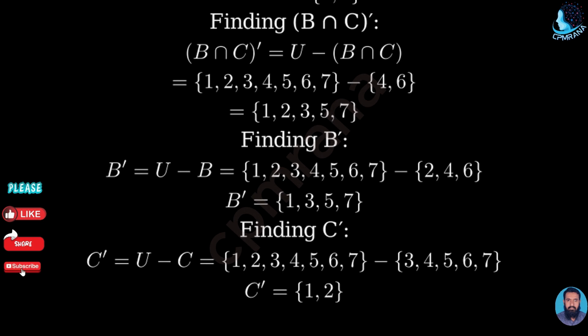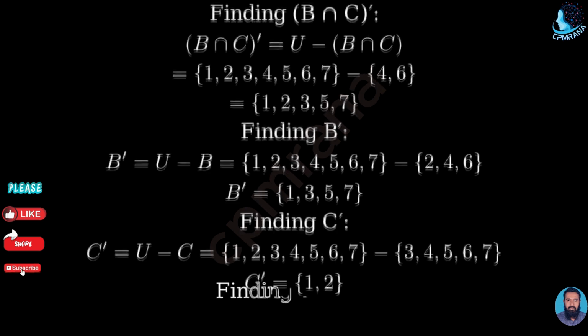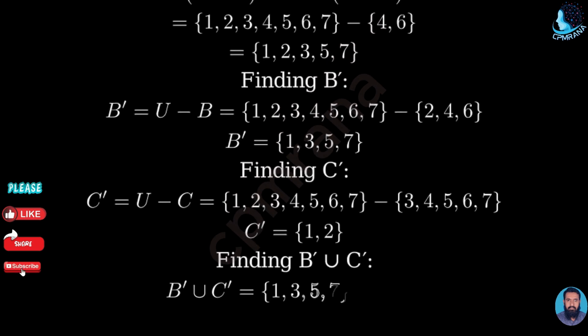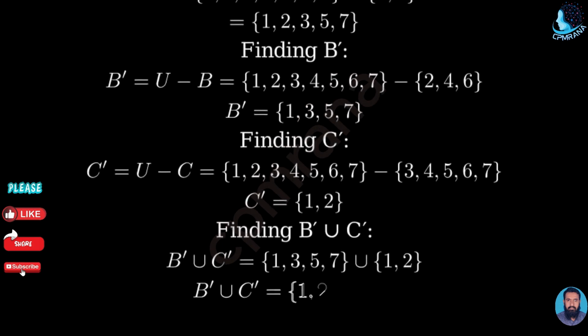Now, we will find the union of the complements B' and C'. B' union C' equals the set containing 1, 3, 5, 7 union with the set containing 1, 2. This results in the set containing 1, 2, 3, 5, and 7.